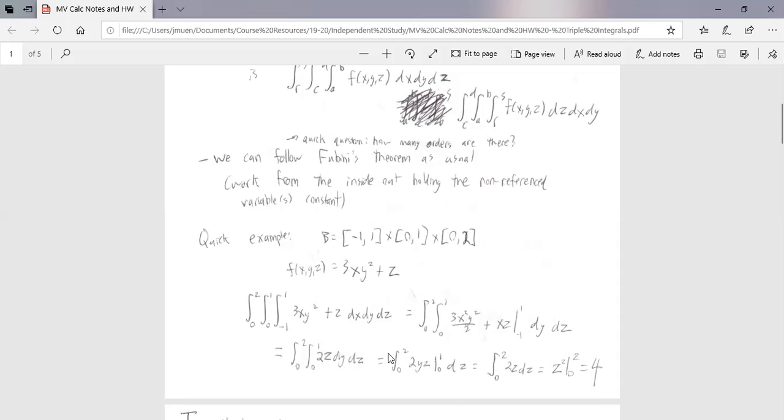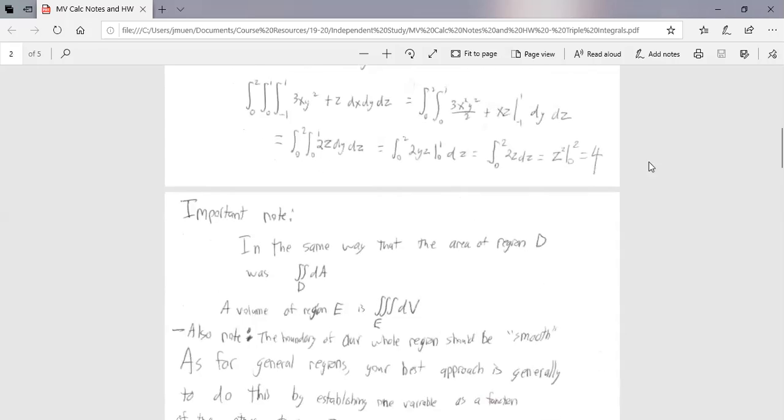So here we integrate with respect to y. Now we have 2yz evaluated from 0 to 1, which is just 2z. Now just the single integral from 0 to 2 of 2z dz equals z squared evaluated from 0 to 2, equals 4. Done. So rectangular integrals, just not a problem. It's just iterating in order. Amazing.